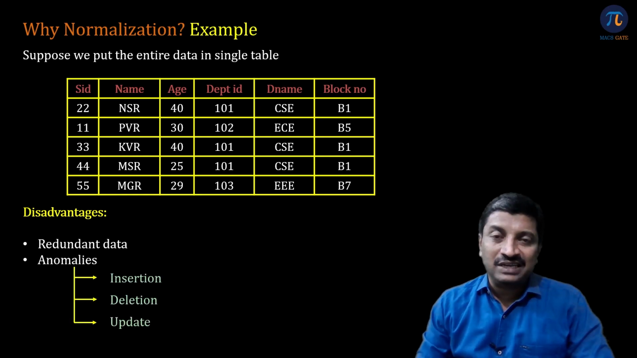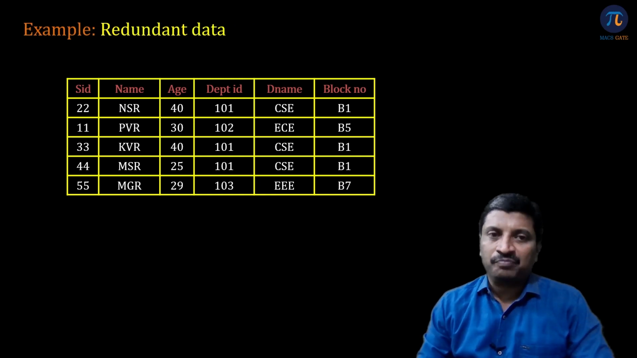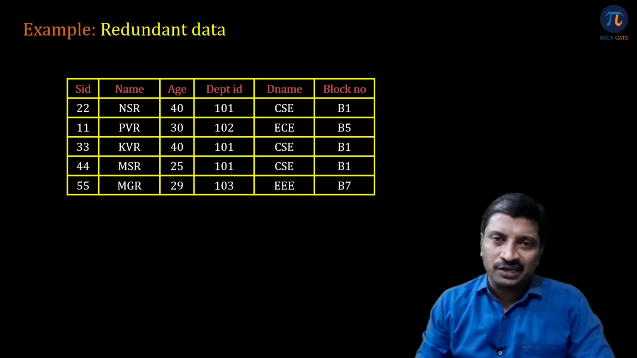The first one is insertion anomalies. The second one is deletion anomalies. And the last one is update anomalies. Let me explain each of these disadvantages one by one. The first one is redundant data.